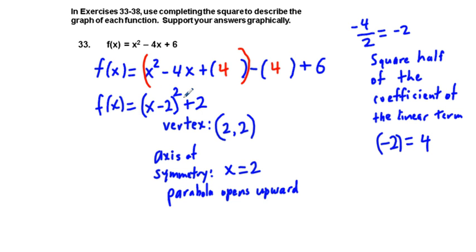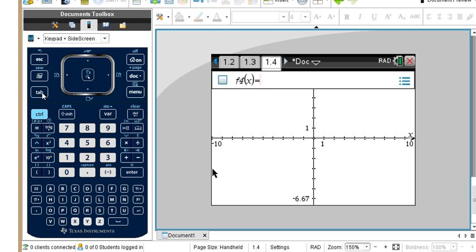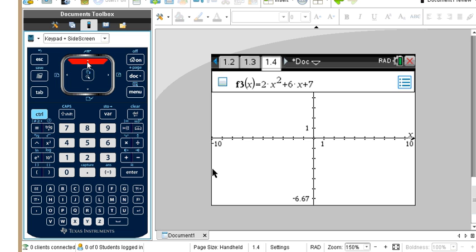And since we're opening upward and our vertex is above the x-axis, we are not going to touch the x-axis. So we're not going to have any real zeros. And to verify graphically, we go to our calculator, and so there's the function, and we graph it, and we see the vertex at 2, 2 and opening upward. So that pretty much takes care of that problem.